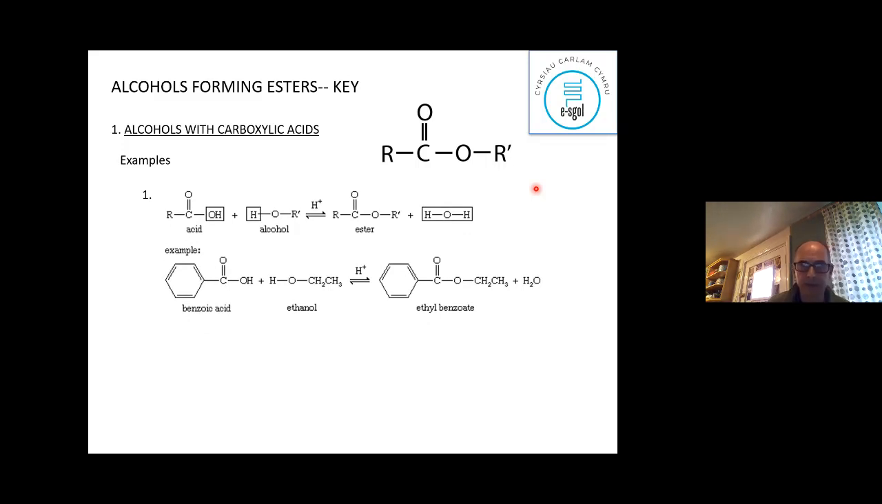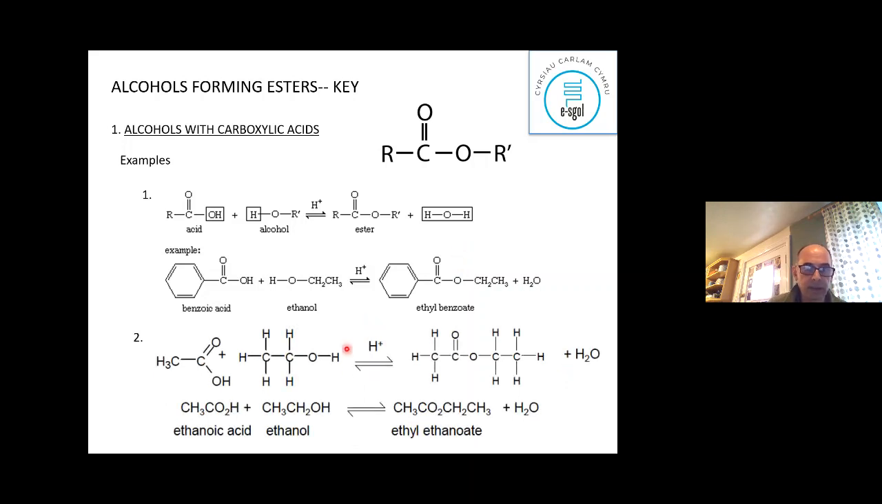Here are some examples. The general equation is eliminating water between the acid and the alcohol. The OH from the acid and the hydrogen from the alcohol, and there's water formed as well. So an example is benzoic acid and ethanol making ethyl benzoate with this ester functional group present. And a classic one you may have done in practical work is ethanoic acid and ethanol making ethyl ethanoate.